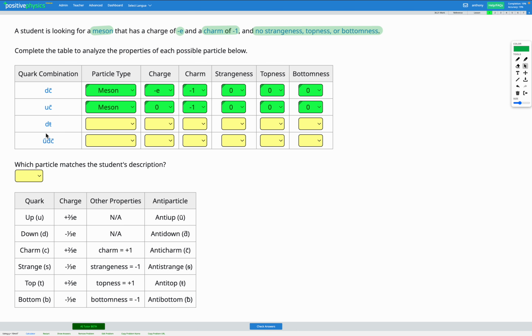Our next quark combination has a down and an anti-top. So again, it's a quark and an anti-quark, so that is a meson. For the charge, down has a charge of -1/3 e. Top has a charge of +2/3 e. So anti-top is going to have a charge of -2/3 e. So we've got -1/3 e for the down and -2/3 e for the anti-top. So added together, that gets us -e for our charge.